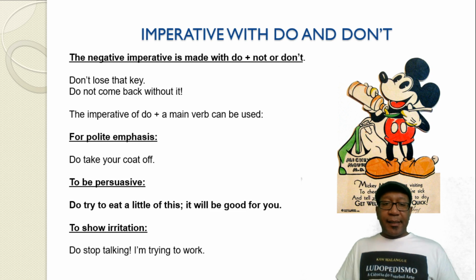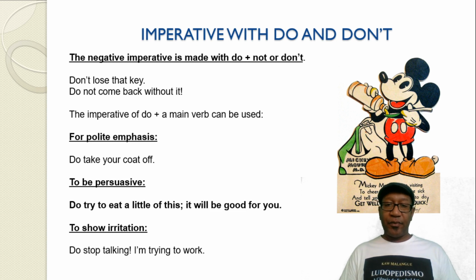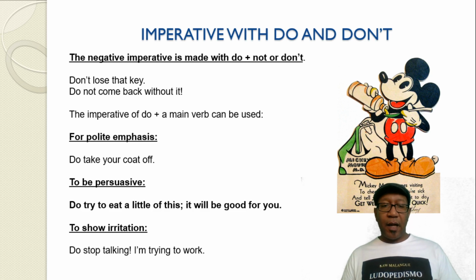Imperative with do and don't. The negative imperative is made with do plus not or don't. Just to remind you that when you use do not, it sounds more formal. When you use don't, it sounds more informal. So, depending on what you want to say, pay attention to that. So, don't lose that key. Do not come back without it.